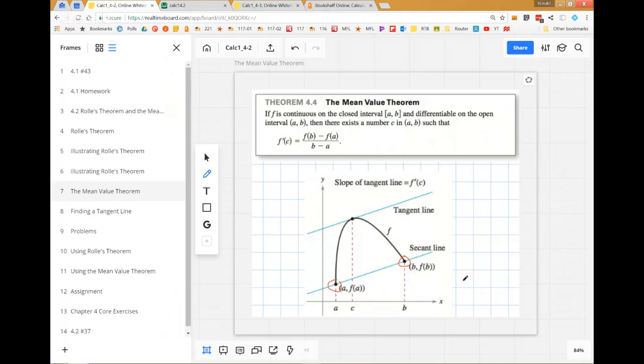So this time, instead of automatically looking for 0, we've got to figure out the slope of this bottom line here. And we all know how to do slope. Once again, this has the same requirements. It's got to be continuous, and it's got to be differentiable everywhere on the interval.